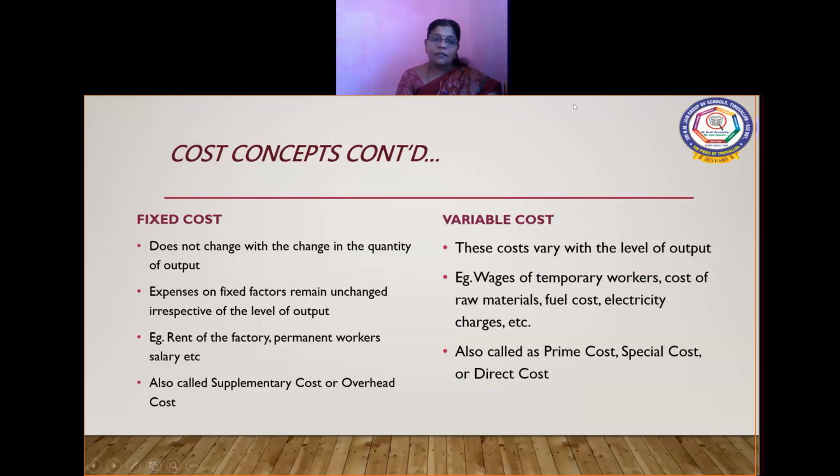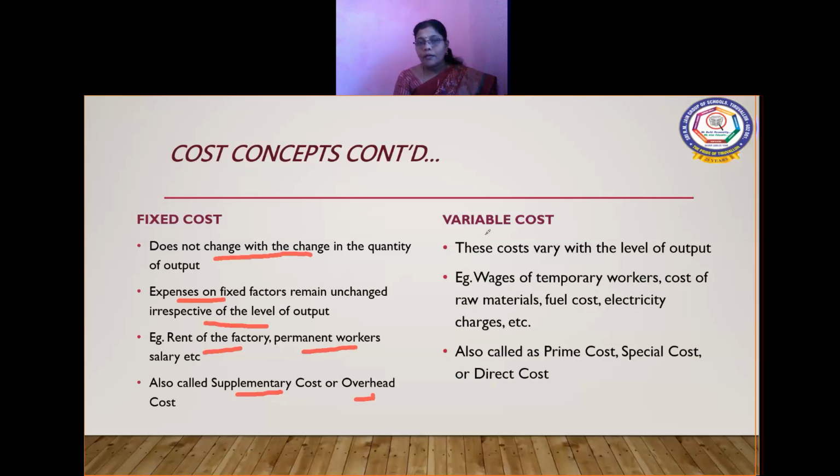Next we are going to discuss fixed cost and variable cost. Fixed cost does not change with the change in the quantity of output. Fixed costs remain constant, so they will not change according to the output. Expenses on fixed factors remain unchanged irrespective of the level of output, because they will not differ when the level of output decreases or increases. Examples for fixed cost are rent of the factory and permanent workers' salary. The other names for fixed cost are supplementary cost or overhead cost.